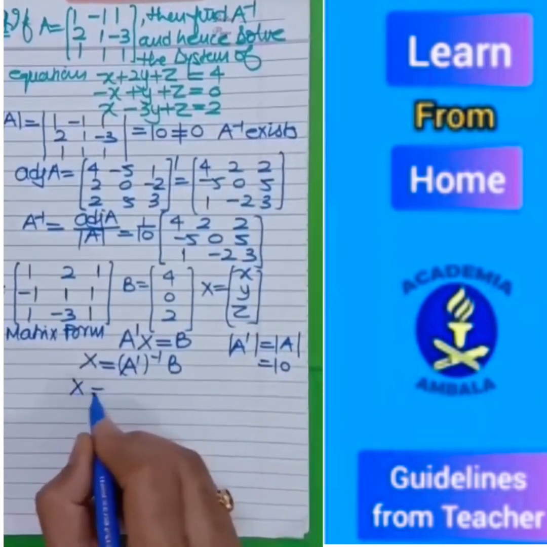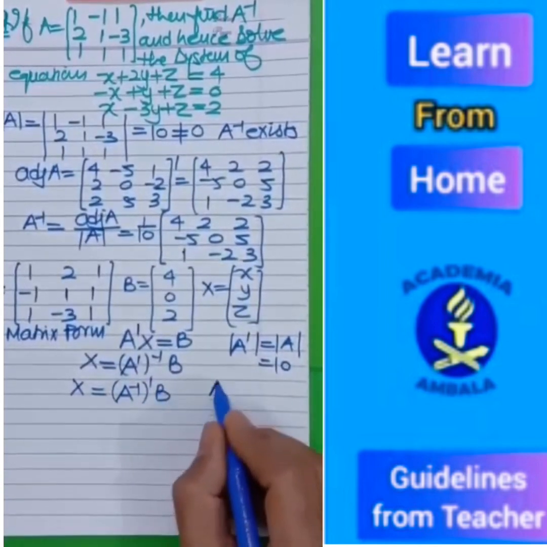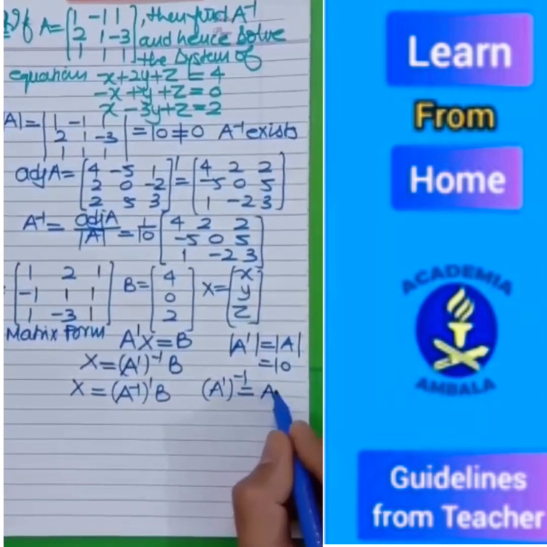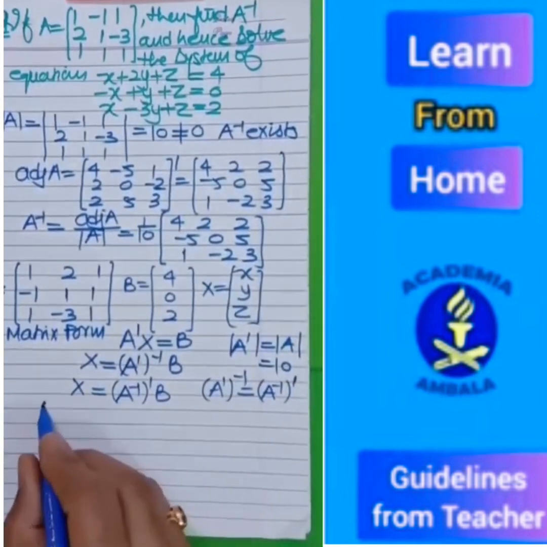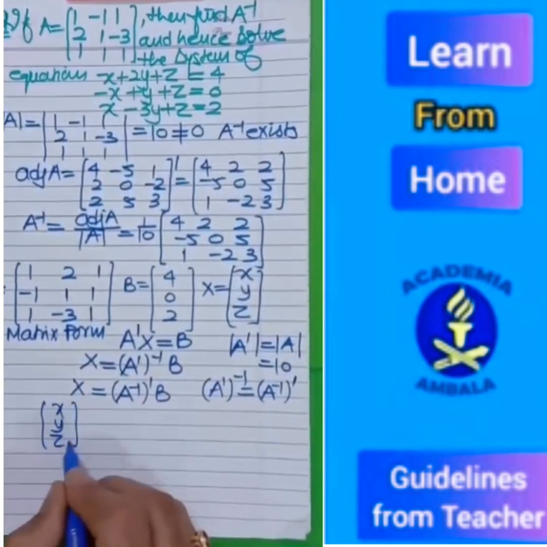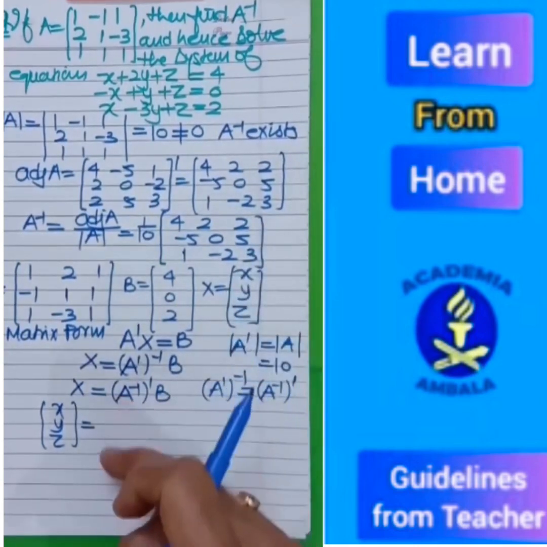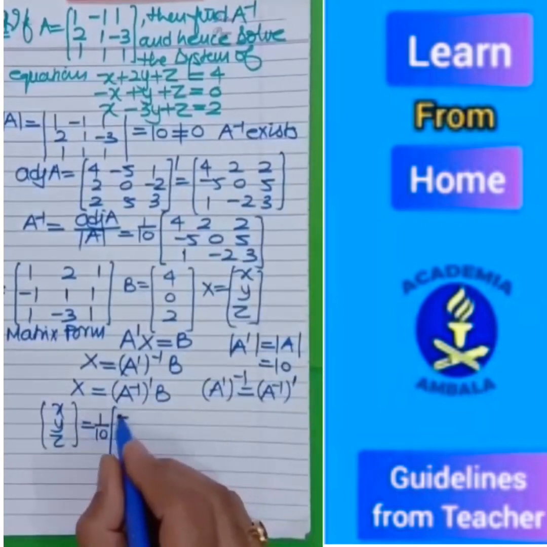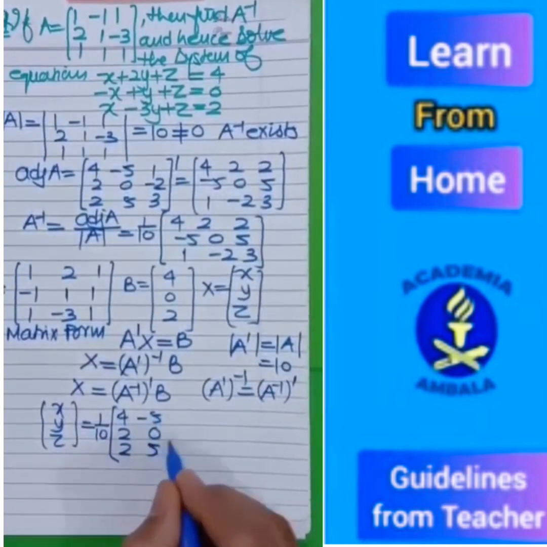Now what to do? Here we will use a property related to inverse, as we know that A dash inverse is the same as A inverse dash. Now here we have to take the inverse obtained in the previous part, take the transpose of this and substitute here. 1 by 10 remains the same. Now take the transpose of it. It will be like this.